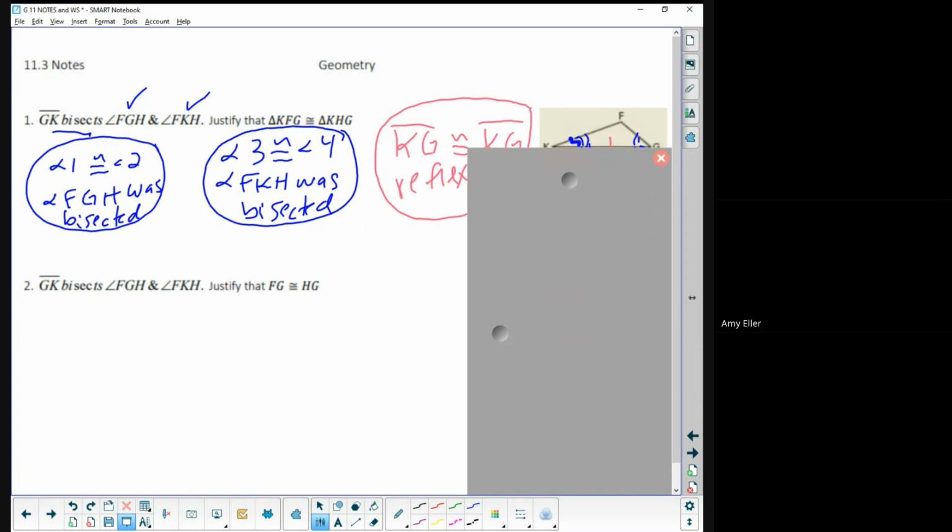Is that enough information to prove the triangles are congruent? Yes. So we take all 3 statements, put them together to say triangle KFG congruent to triangle KHG. Put it in the correct order.